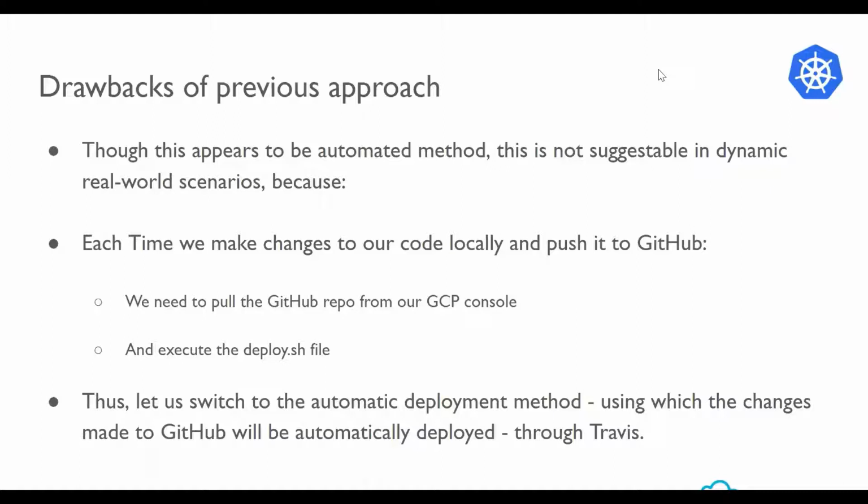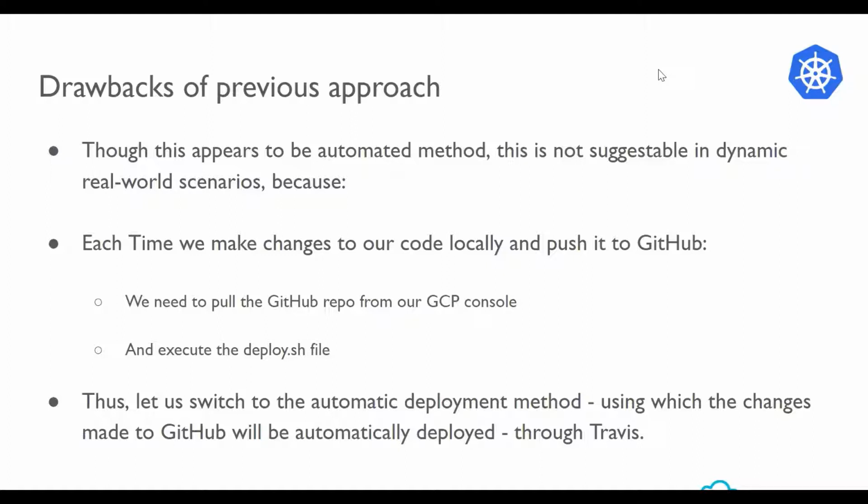But though this appears to be an automated method, this is not suggestible in dynamic real-world scenarios because each time we make changes to our code locally and push it to GitHub, we need to pull that GitHub repo from the GCP console and execute the deploy.sh file. This is still manual, right?